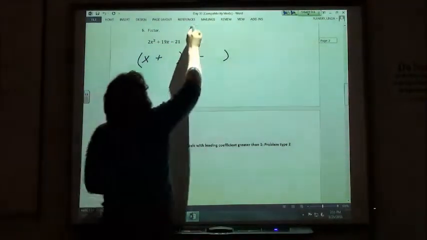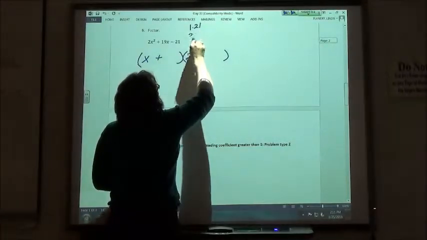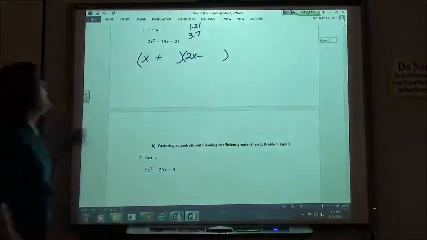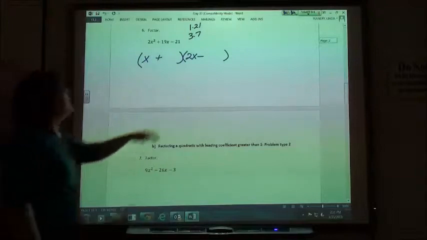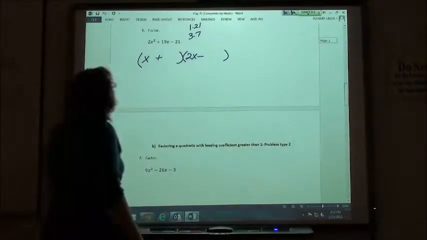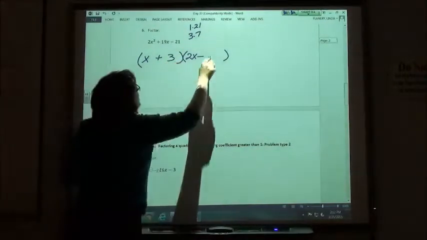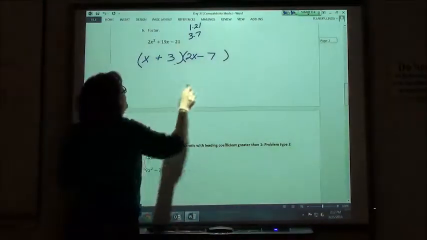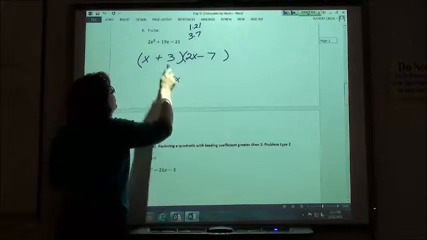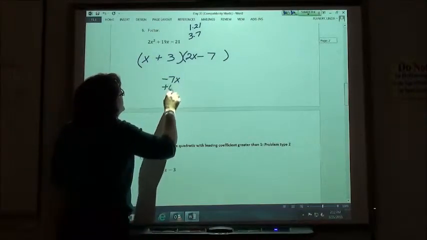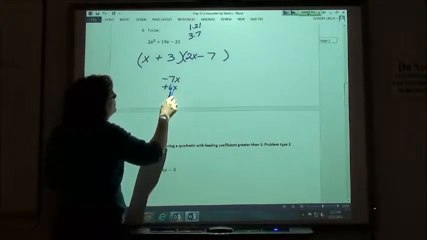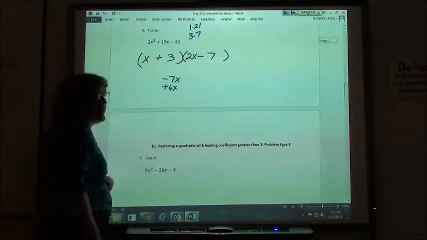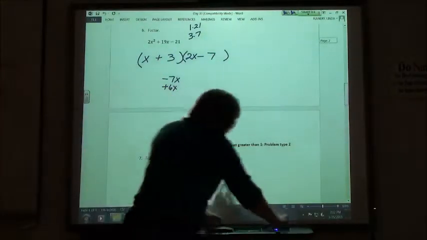Factors of 21. 1 times 21, 3 times 7. Again, usually I'll start with the pair that's closest together, so I'm going to start with the 3 and the 7. And so if I put the 3 and the 7 in there and I check them out. X times negative 7 is negative 7x. 3 times 2 is a positive 6x. Negative 7 plus 6 is only negative 1. I want to get 19. My number is not near big enough.